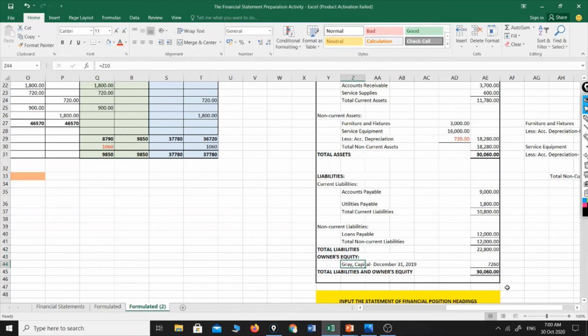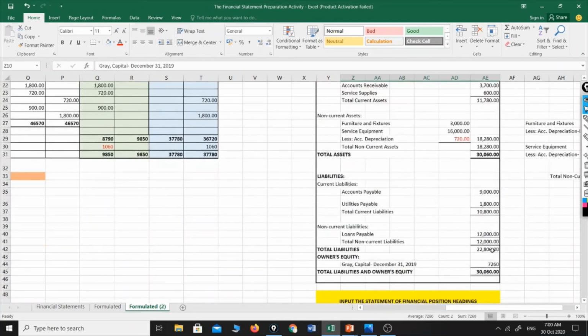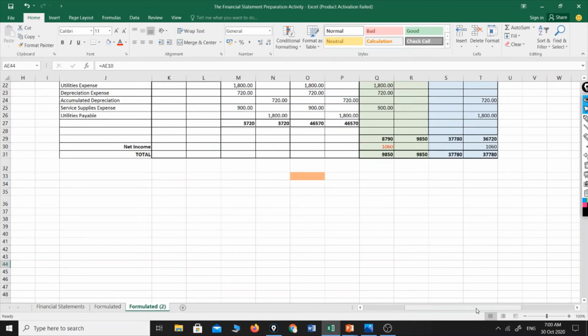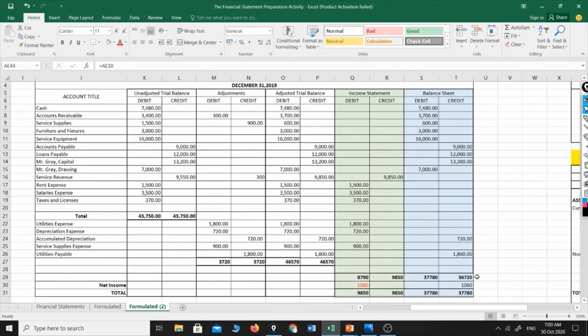This one can be found on our statement of changes in owner's equity here. Okay, so 7,260. So we will use this one, 7,260. Okay. If you didn't prepare the statement of changes in owner's equity, you may use this worksheet.